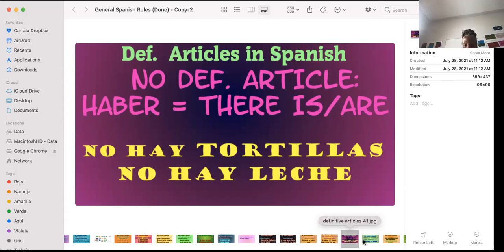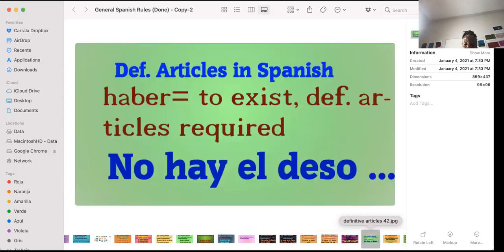However, when haber means to exist, that something doesn't exist, when something isn't, then you use the article. No hay el deseo. So you're not saying there isn't any desire. What you're saying is that the desire doesn't exist.